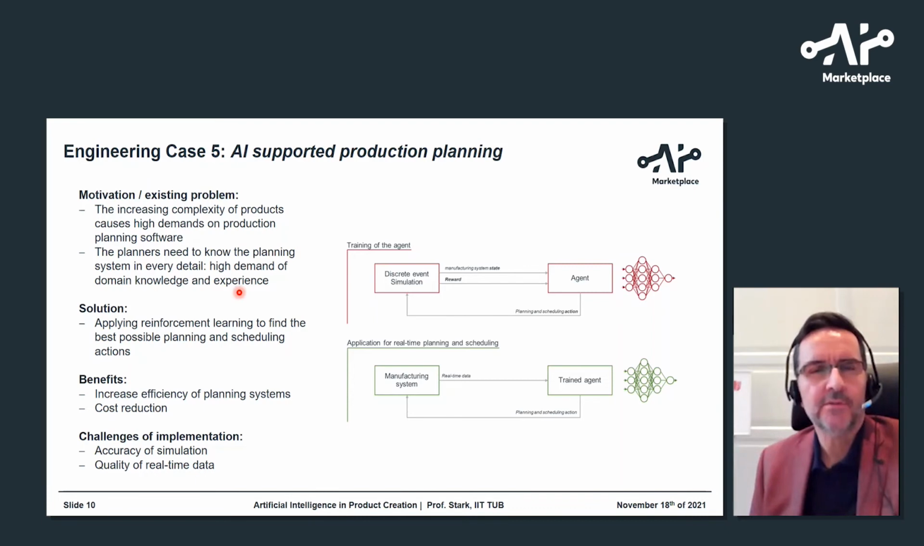So the motivation is to overcome the complexity in process planning and in the product by applying reinforcement learning to find the best possible planning and scheduling actions. And therefore, we really deliver as benefit increased efficiency of the planning system with cost reduction. And we have more time to go into the sustainability reflection, which in many cases we don't do yet due to time challenges. Now we have implementation challenges there. It's the accuracy of simulation, the quality of real-time data. That is something which needs to be overcome.